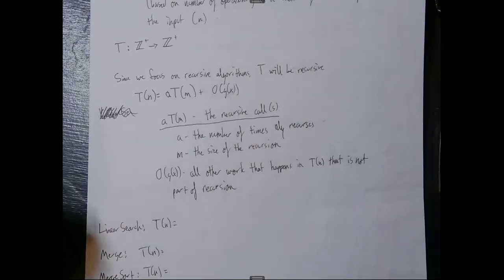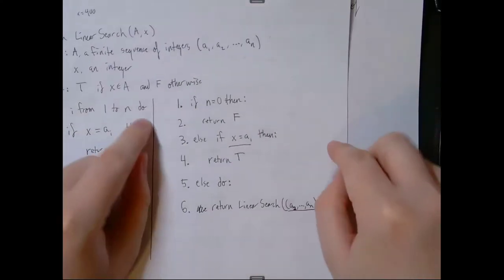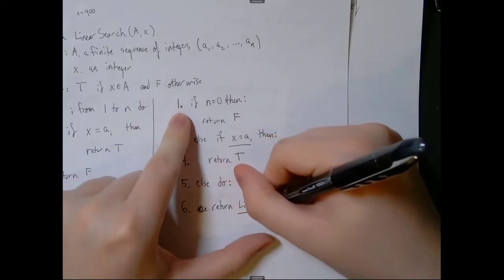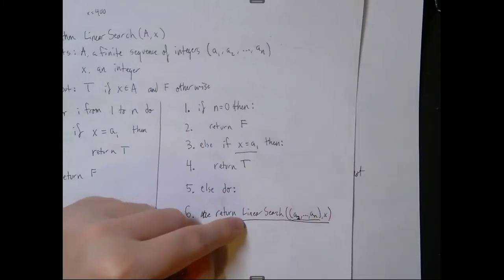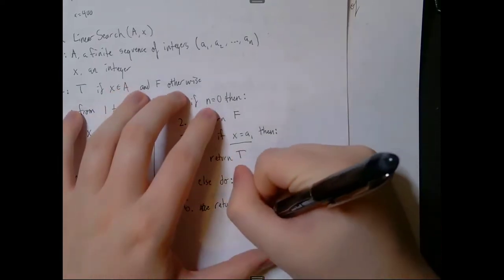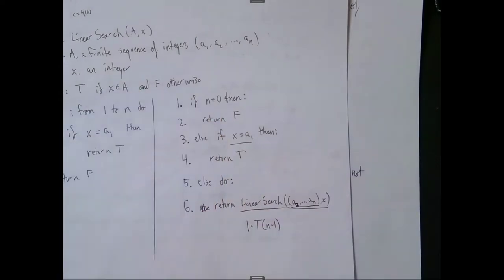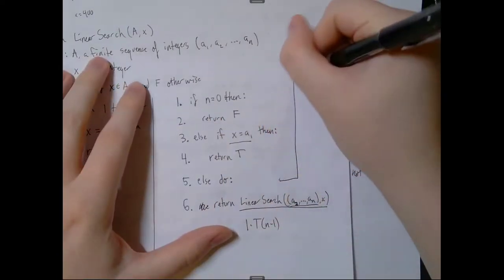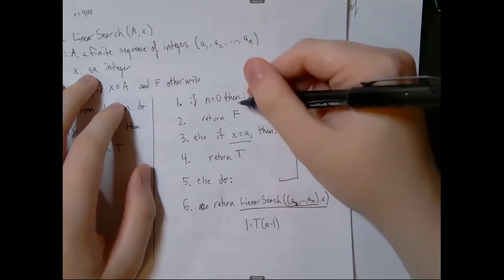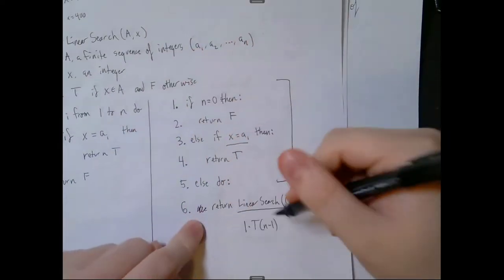So let's take a look first at linear search again, and we're going to build our recursive T function for linear search. This is the linear search algorithm again. This is the recursive call. So everything that happens from when we call linear search to when we return the value of this linear search from A2 to A sub n happens under the 1 times T of n minus 1 part. And the rest of this, everything else in here, is going to determine the O of g of x: the upper bound on the number of operations it will take for us to go from the start of this algorithm to the recursive call.